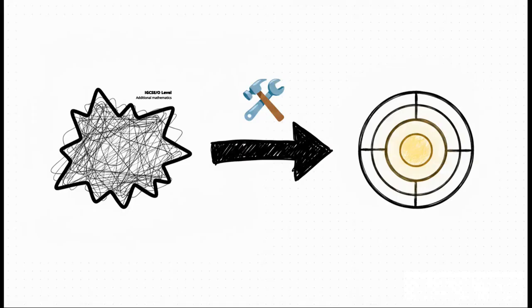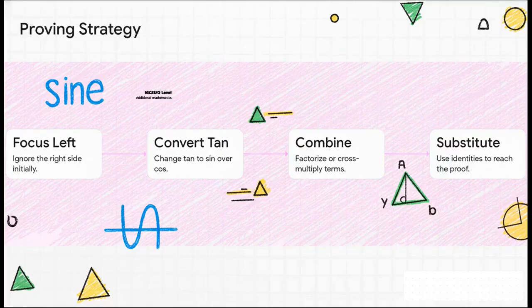When you're asked to prove an identity, I want you to use a goal-to-method framework. Instead of just staring blankly at a tangled mess of trig functions, zero in on your target, what you actually want the equation to look like at the end. For instance, if your target side is completely made of cosines, well, your goal is obvious. Grab your identity rulebook and ruthlessly swap out any tangents or sines until only cosines are left. Having a step-by-step strategy here is a total game changer, keeping you from getting bogged down.